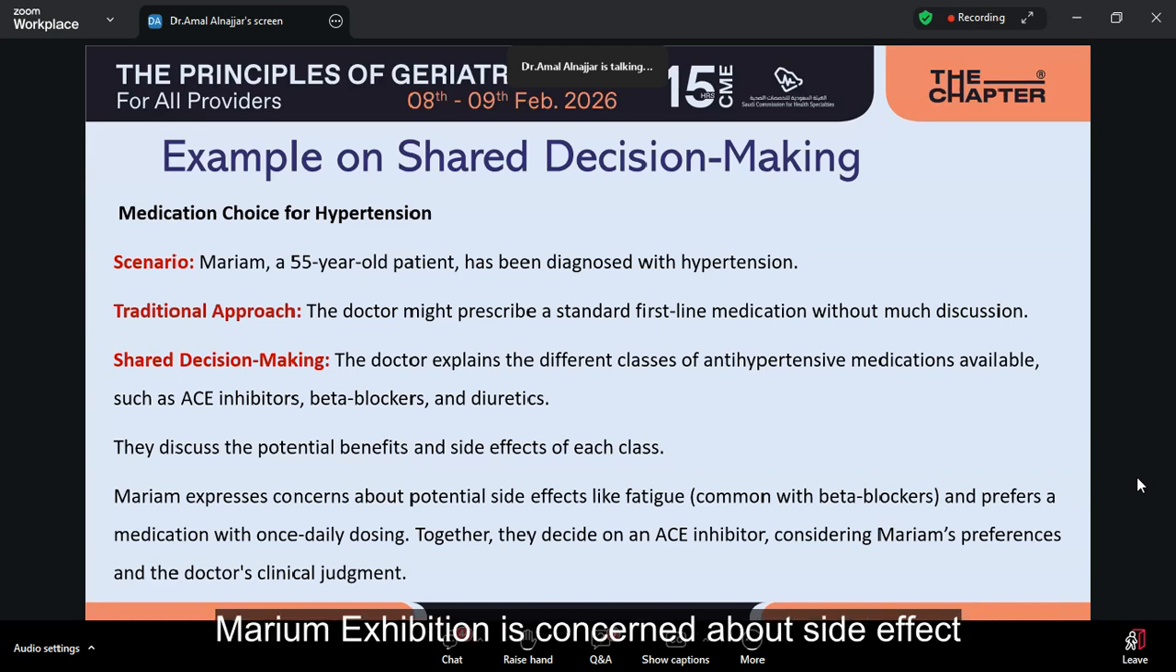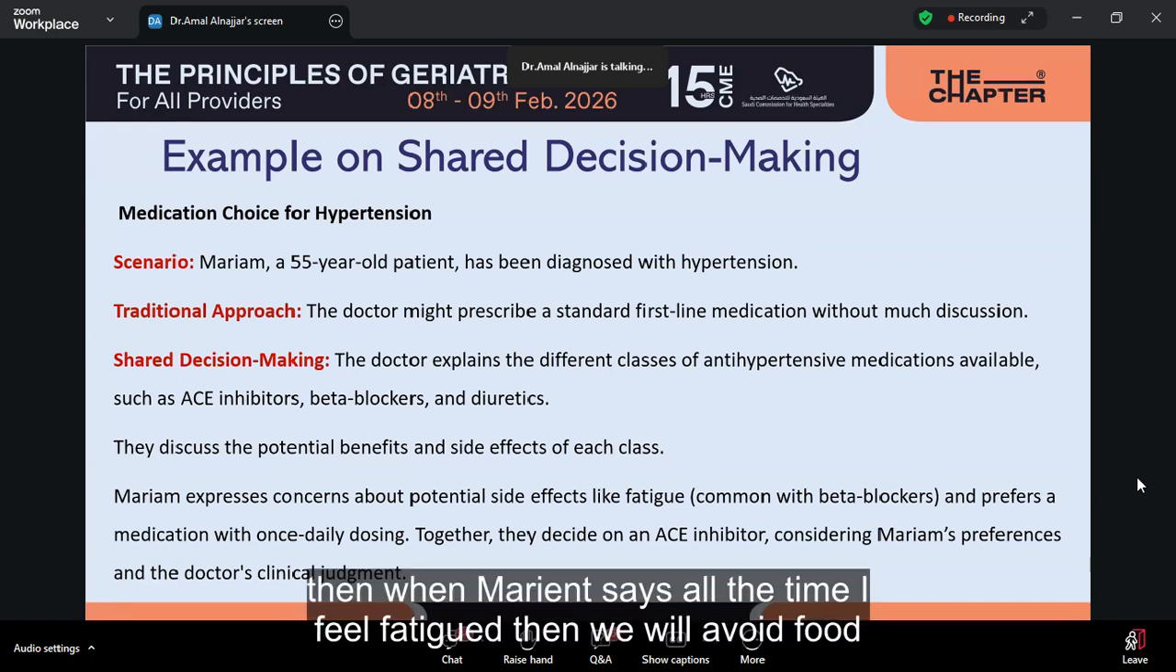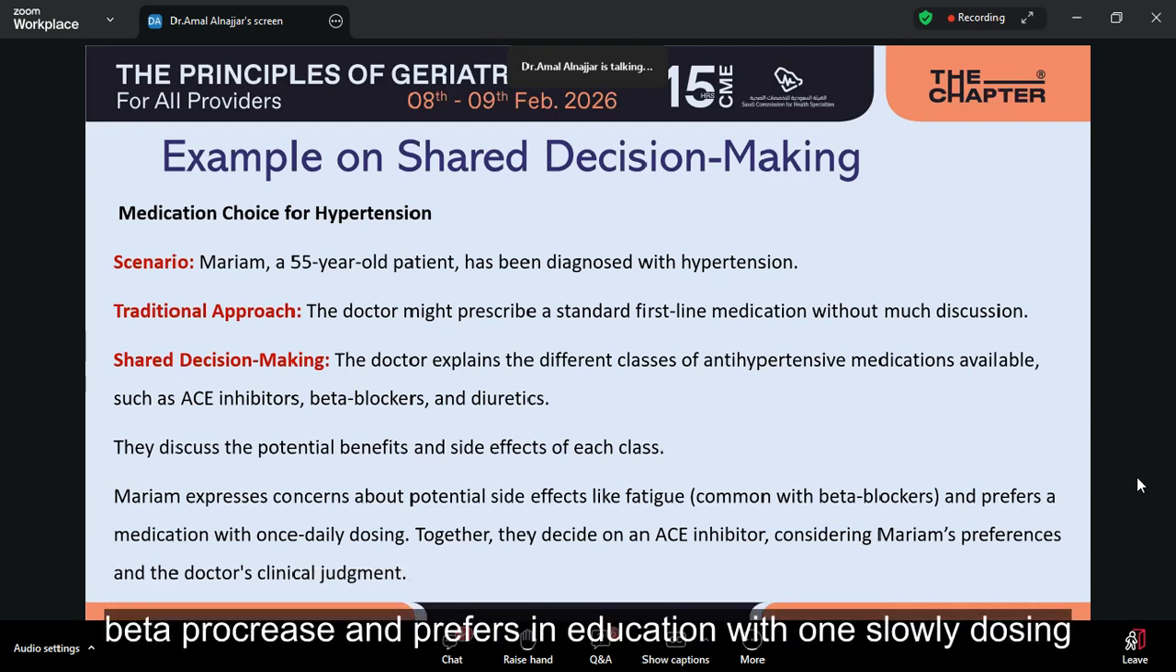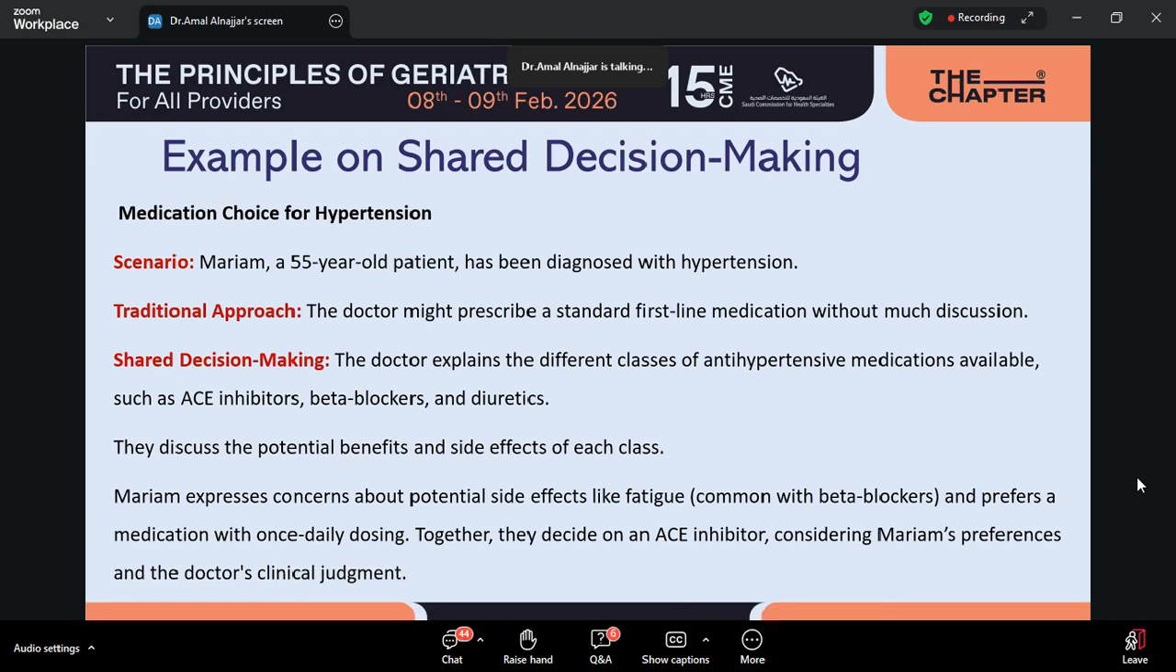Mariam expresses concern about side effects like fatigue, common with beta blockers. Then, when Mariam says all the time I feel fatigue, we will avoid beta blockers, and she prefers a medication with once daily dosing. Therefore, the doctor decided to give her an ACE inhibitor, considering Mariam's preference and the doctor's clinical judgment. Clear?